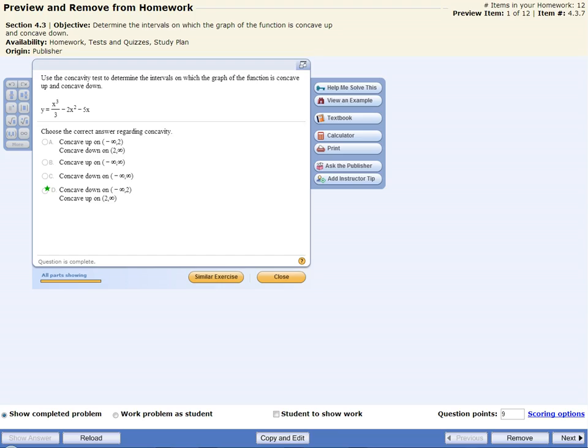Sorry I can't make this any bigger for the MathXL stuff there. I kind of cut and paste.